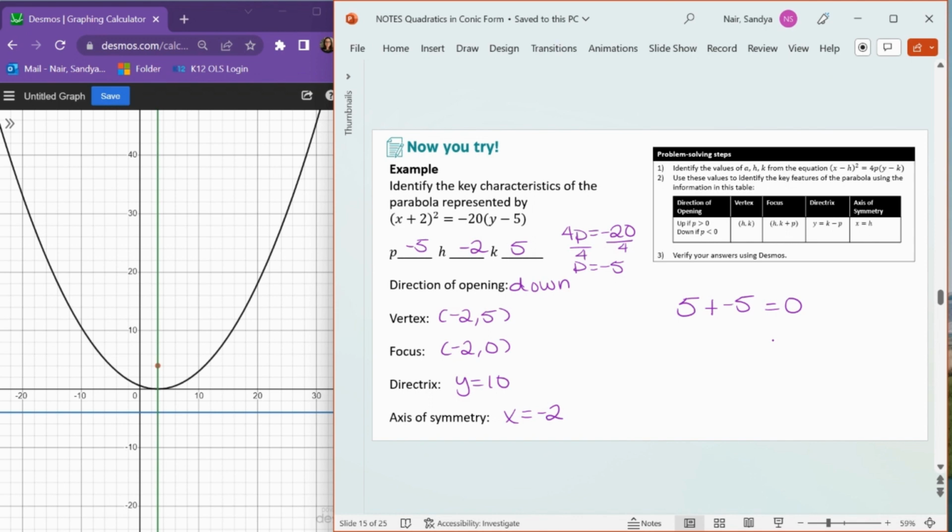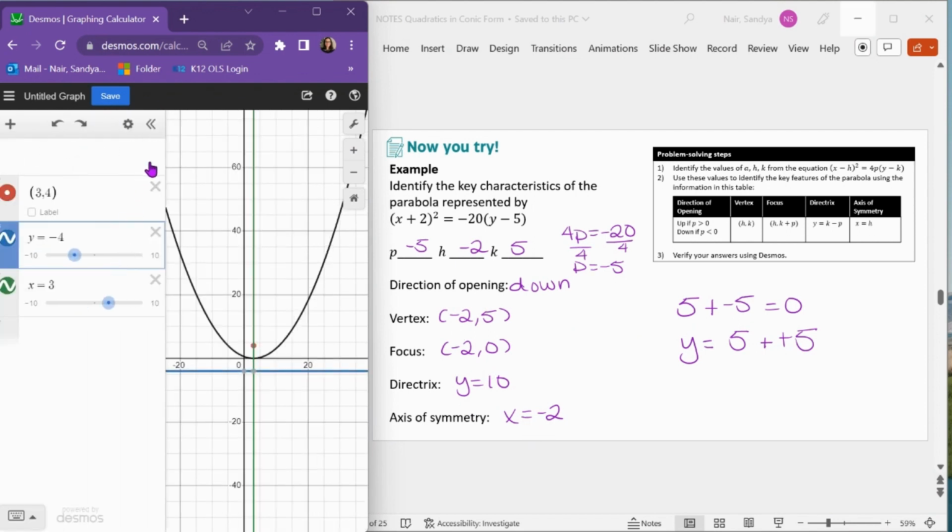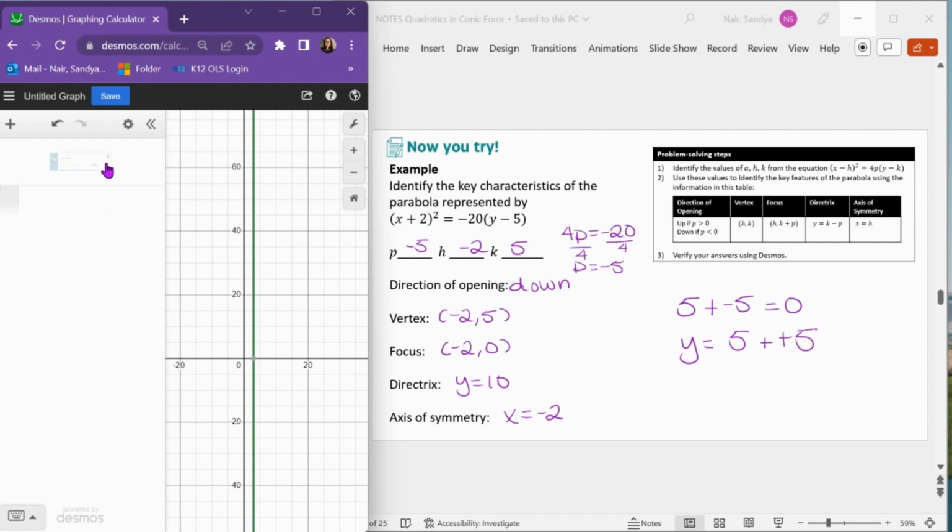The directrix will be y equals 10 because remember we do y equals k, which is 5, and then minus p, so minus -5. Well, minus negative turns into a plus. That's how we get y equals 10. The axis of symmetry will pass through the vertex, so that's how we get x equals -2. Remember that we can always verify all of this information in Desmos. So I'm going to go ahead and type in x plus 2 squared, and then we have that is equal to -20 times y minus 5.